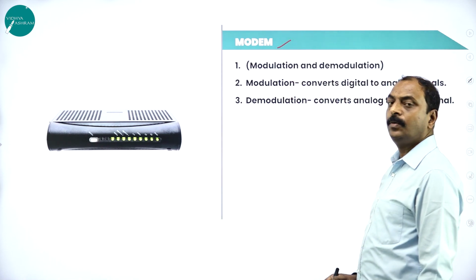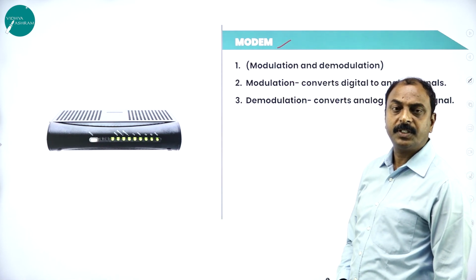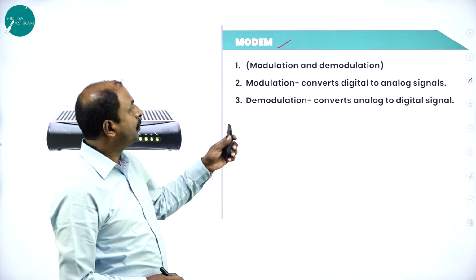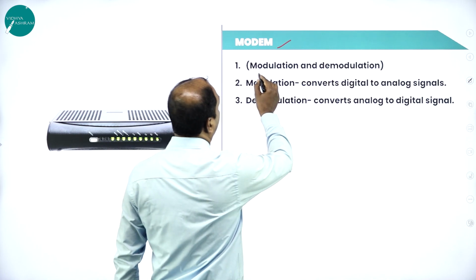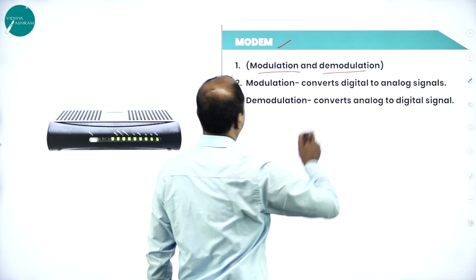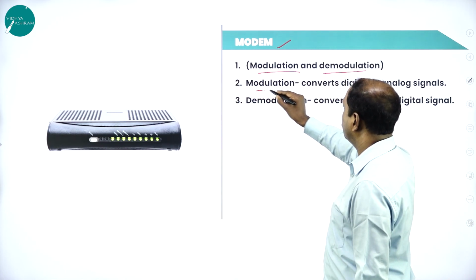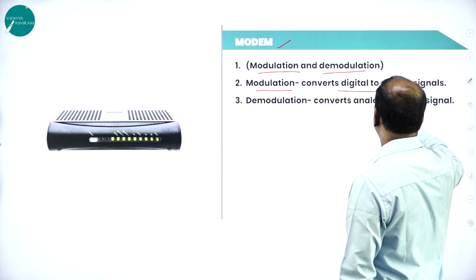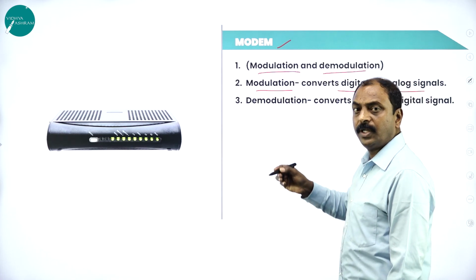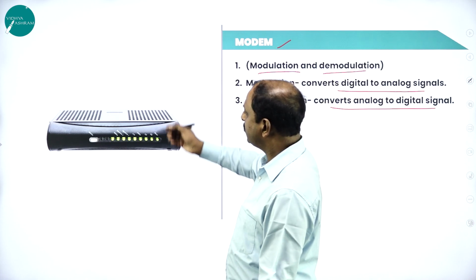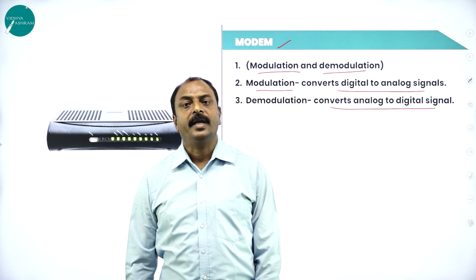Next one is called modem. Now you know what a modem is. We are familiar with it and have seen modems everywhere in network communication. So what is a modem? Modem stands for modulation and demodulation. That is the full form. There are two terms. One is called modulation, which converts digital to analog signal, and demodulation is analog to digital signal. So this is a hardware device called a modem.